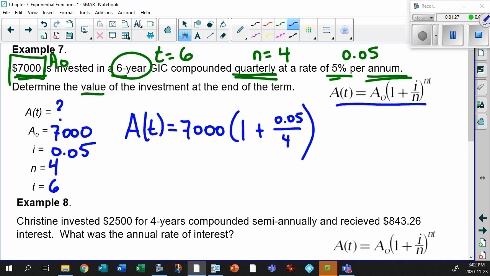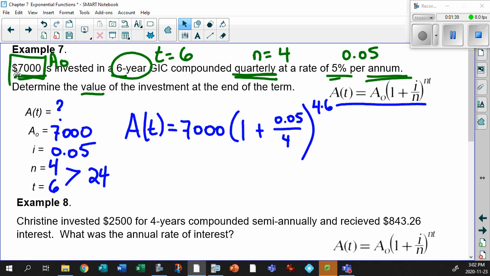So your total investment equals $7,000 initially, times 1 plus your interest rate being 0.05, compounded quarterly. Now, 6 years means you have to multiply these two numbers together. That works out to be 24. That's going to be the 4 times 6 up here, or 24. All you got to do is throw that in the calculator, and you're good to go.